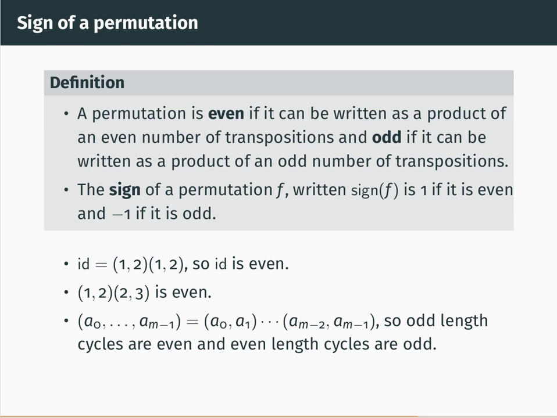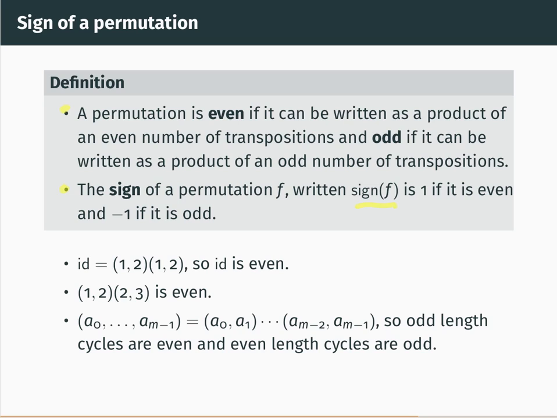Finally, we're ready to define the sign of a permutation. So here's the definition. A permutation is even if it can be written as a product of an even number of transpositions, and odd if it can be written as a product of an odd number of transpositions. And the second part of this definition is the sign of a permutation. So the sign of a permutation f, which we write like this, is 1 if f is even and minus 1 if f is odd.